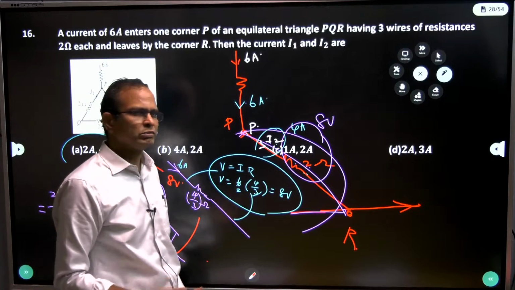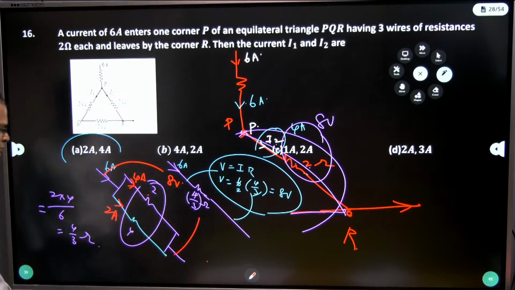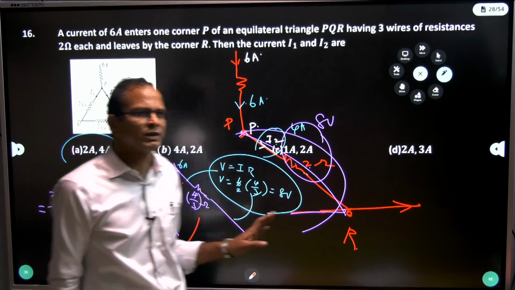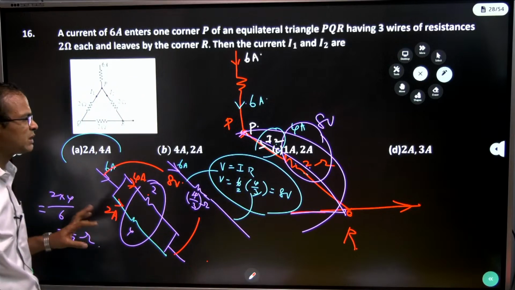But this is a long route. That's your choice, do it whichever way you like. Did the person who asked the question understand? You understood? Yes, sir. There are 2-3 methods.